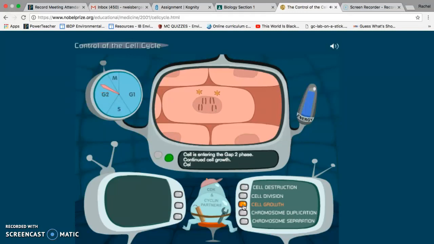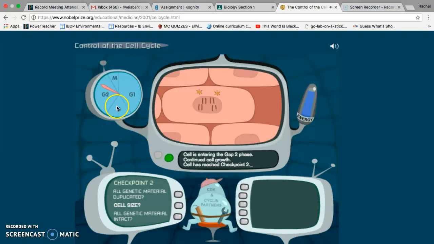We see it getting bigger, getting bigger, getting bigger. Now we're hitting a checkpoint. To make sure that everything's normal before the cell divides, there's another checkpoint embedded in G2. We're going to see first, is the genetic material duplicated and is it correct? This is the most important part of this phase, because if we don't check the DNA, remember, once the cell divides, it'll be spreading into more than one cell. Cell size, are we good with the size of the cell?